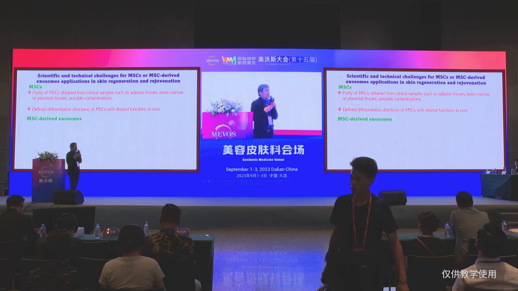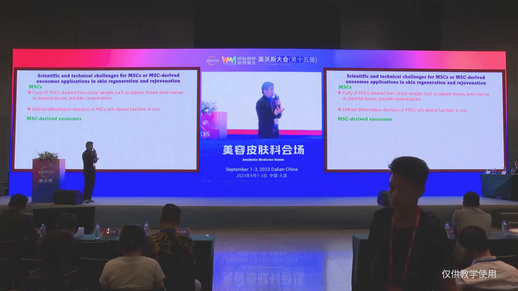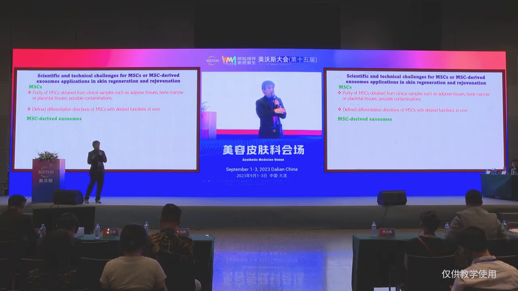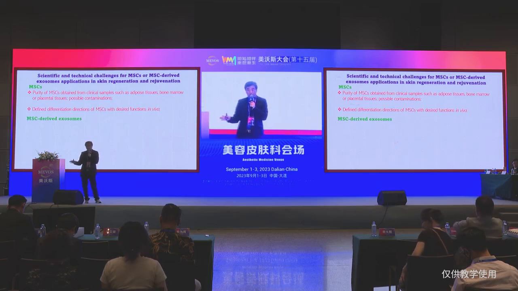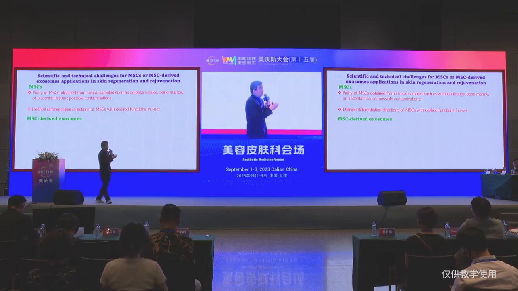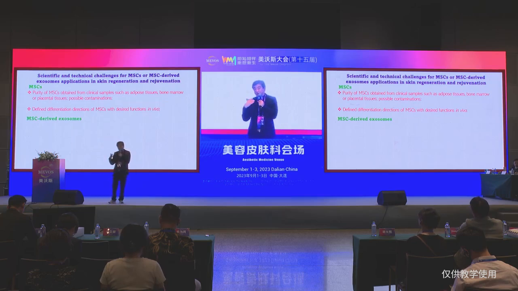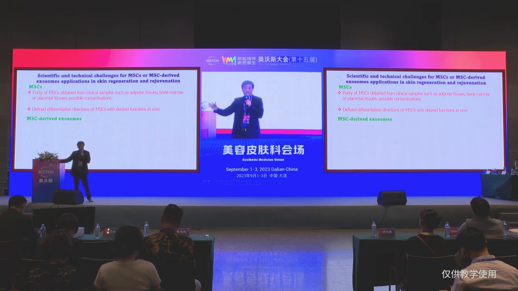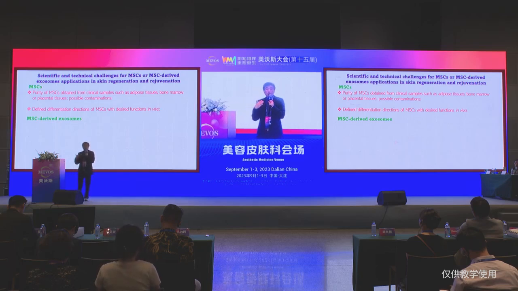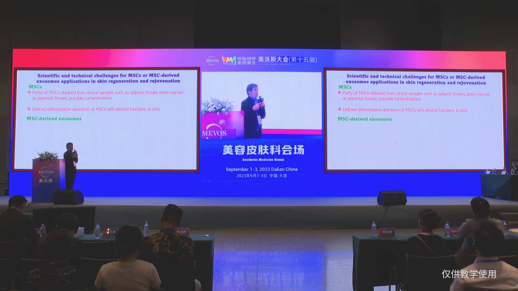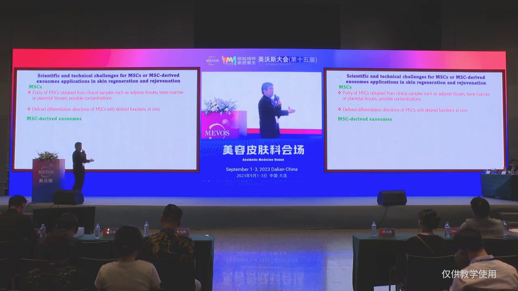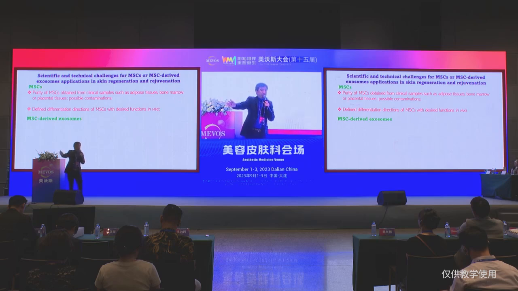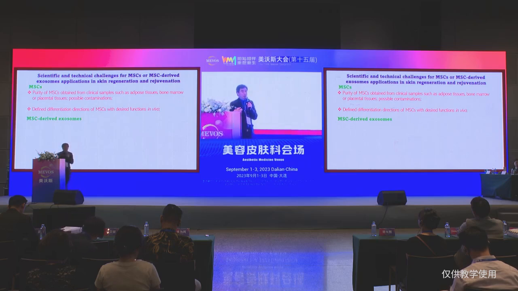And then how are you going to really define the differentiation directions of those MSCs to whatever you want? For example, if you want the skin to get more fibroblasts to produce collagen fibers and remodeling, then you need to have the MSCs differentiate in the fibroblast direction. If you want to promote blood vessel regrowth, then you need to promote the MSCs toward the blood vessel side. So those are challenges right now.